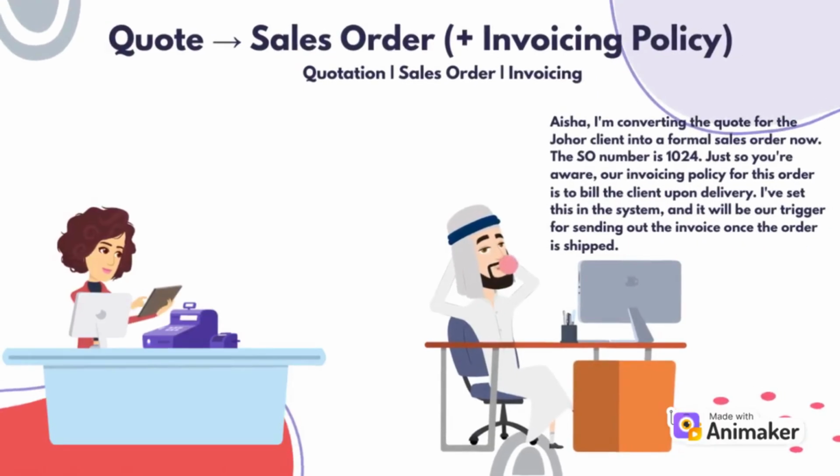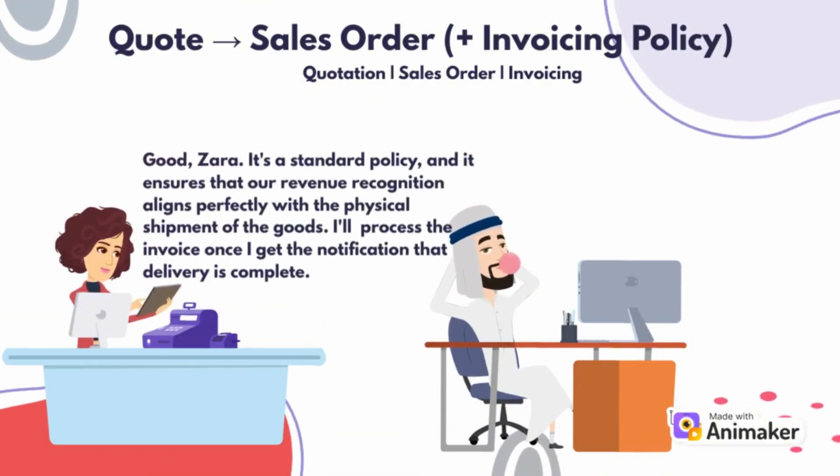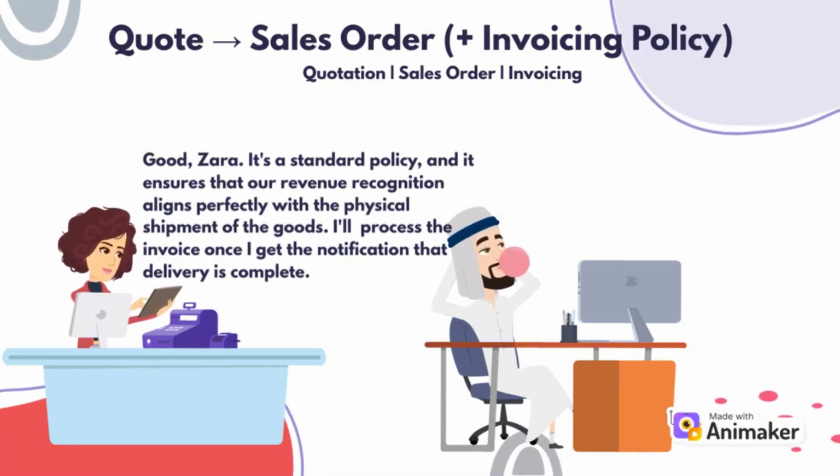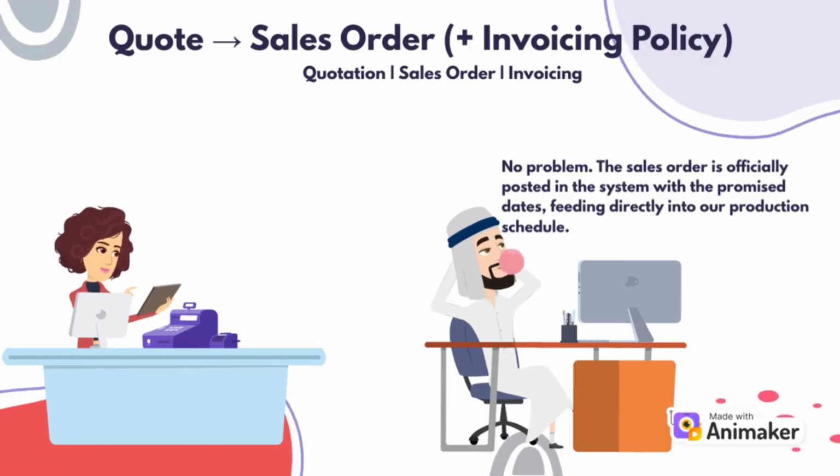Aisha, I'm converting the quote for the Johor client into a formal sales order now. The SO number is 1024. Just so you're aware, our invoicing policy for this order is to bill the client upon delivery. I've set this in the system, and it will be our trigger for sending out the invoice once the order is shipped. Good, Zara. It's a standard policy, and it ensures that our revenue recognition aligns perfectly with the physical shipment of the goods. I'll process the invoice once I get the notification that delivery is complete. No problem. The sales order is officially posted in the system with the promised dates, feeding directly into our production schedule.